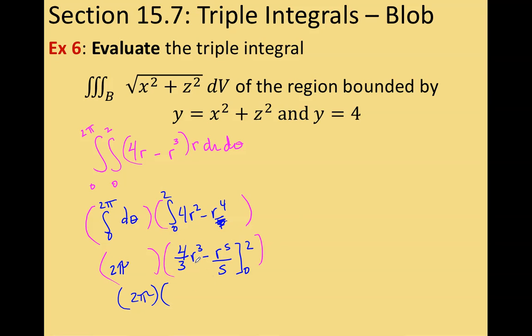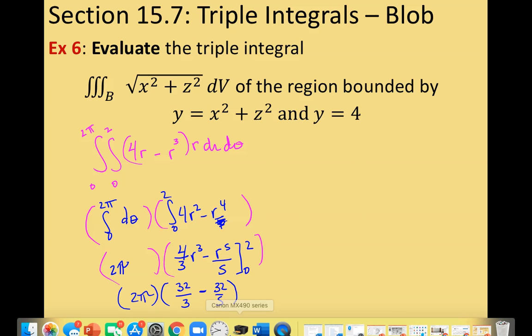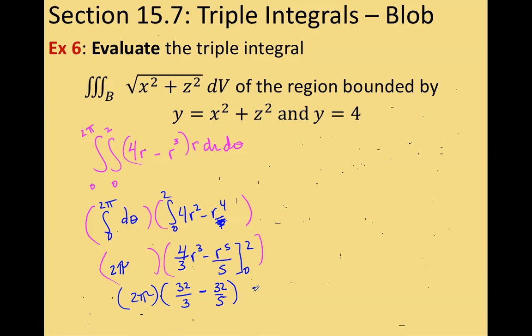So what do I have here? 4 times 8 over 3, right? 2 cubed is 8 times 4, 32 over 3, minus 32 over 5. And then, of course, minus plugging in 0, but that's going to make that go away. And when you do this, you get 128 pi over 15 after you get a common denominator.